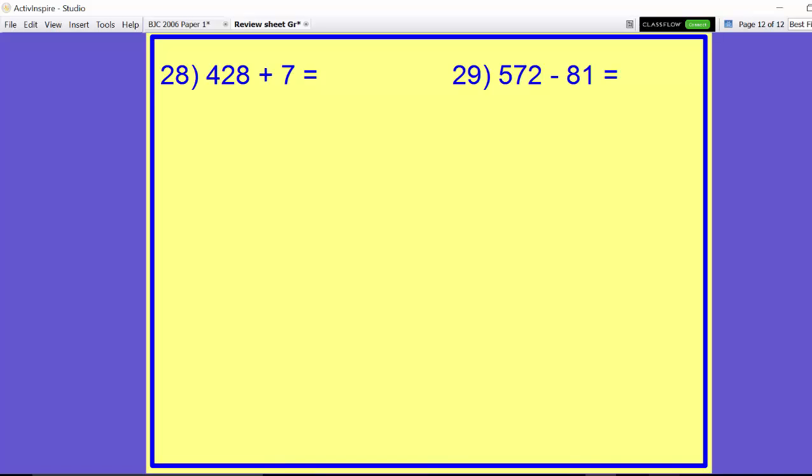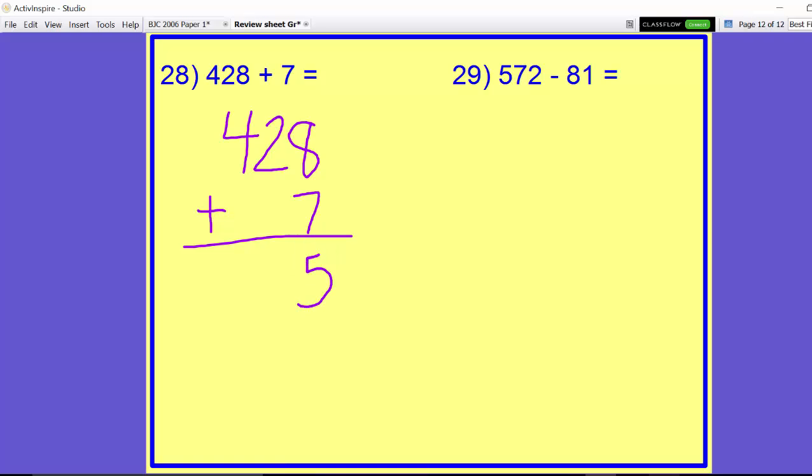Now we have another addition and subtraction problem, but this time they're written sideways, so we're going to have to set them up. So we have 428 plus 7. 8 plus 7 is 15. Bring down the 5, carry the 1. 1 plus 2 is 3, and bring down the 4. That's our answer.